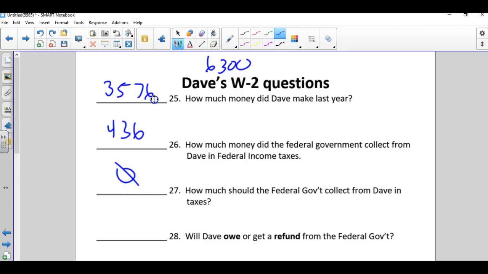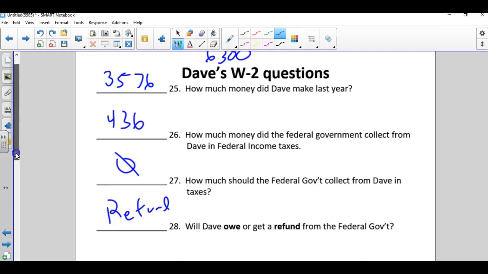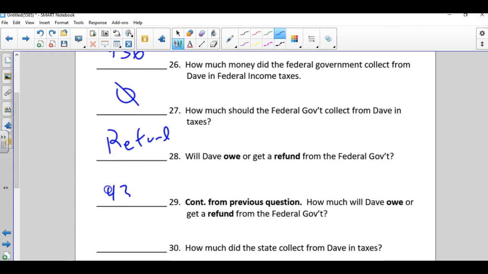All right. How much you made, how much they took in taxes. If you made less than this amount right here, whatever they took in taxes, you get back. So you made less than 6,300. Here's what they took in taxes. Here's how much they should have taken. So you get a refund of what they took out. So that's $436.